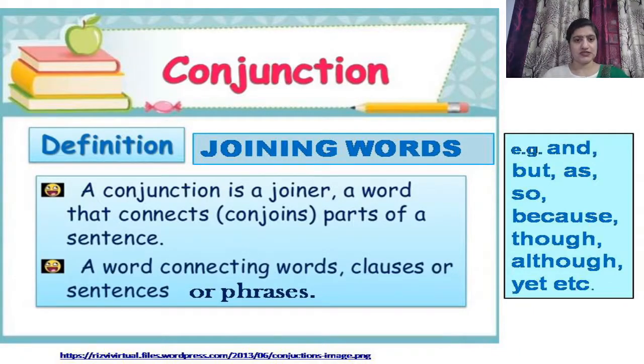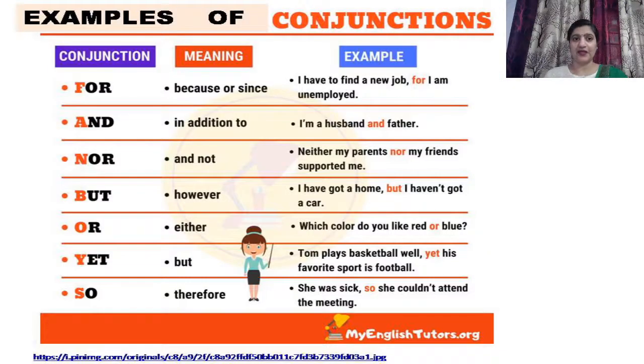Look at conjunctions. What are they? Conjunctions are called connectors. They're also called linking words or joining words in English. They do the act of connecting words, phrases, clauses, and even sentences. Examples of conjunctions are and, but, as, so, because, though, although, yet, etc.